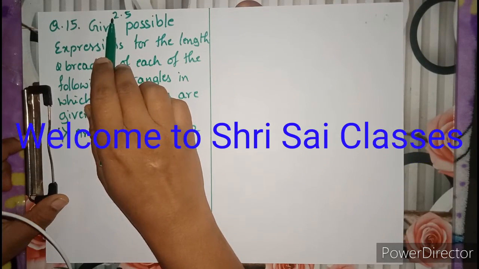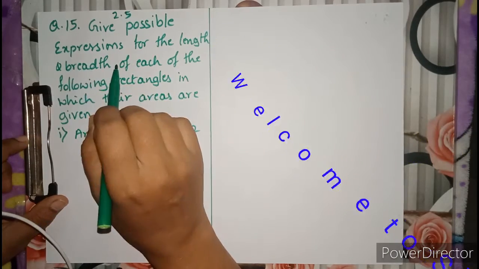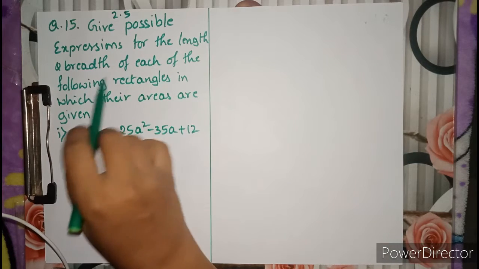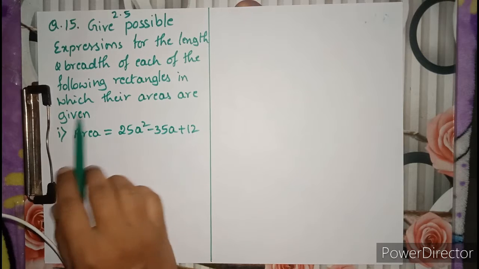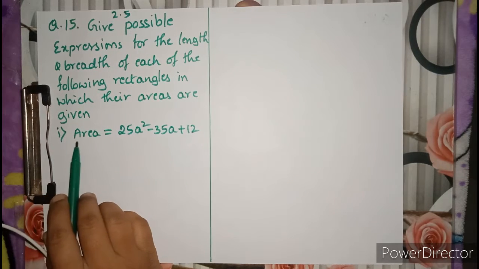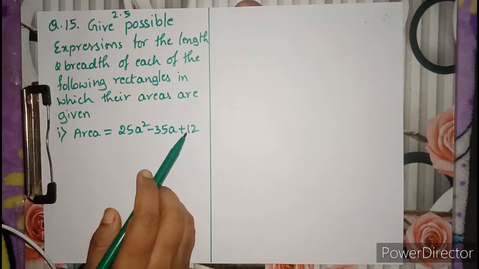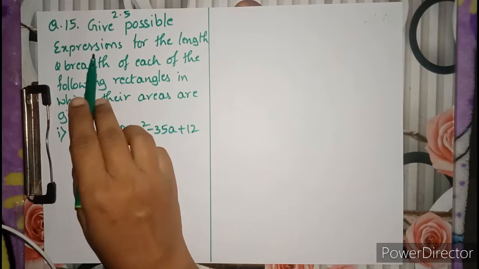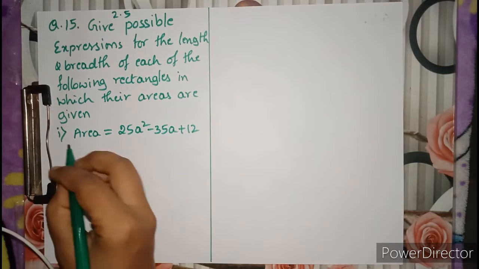Today we'll continue with exercise 2.5, question number 15. Give possible expressions for the length and breadth of each of the following rectangles in which their areas are given. First one, area is equal to 25a square minus 35a plus 12. We have to find out the length and breadth of the rectangle.